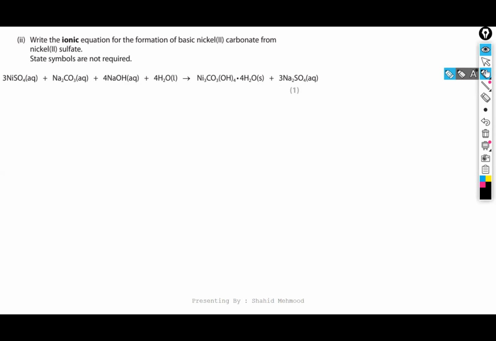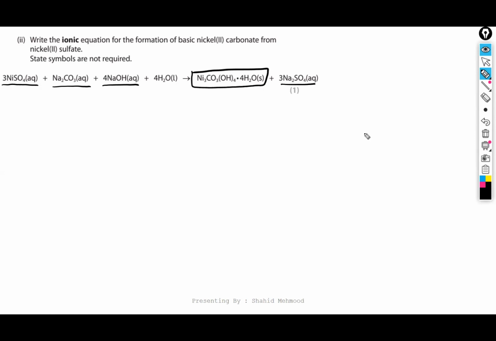But to write in a shortcut way, we will totally ignore the aqueous compounds. This is an aqueous compound, aqueous compound, aqueous compound, and this is an aqueous compound. So we will totally ignore them. We will not write them in the ionic equation. We write only those compounds or elements which are solid, liquid, and gas, and we also write aqueous ions, which are not here.